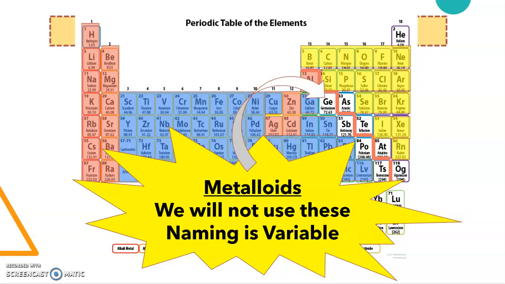Now, if your compound tends to start with a metalloid, I promise that I will not give you any of these, but I will definitely tell you that the naming in this section gets a little bit convoluted and kind of wacky. It tends not to really follow any one rule. So because the naming in this section is going to be variable, I am going to avoid giving you compounds that start with elements from this particular region.